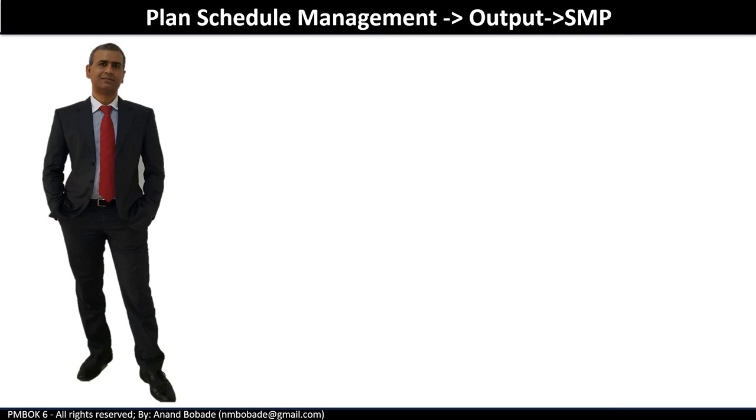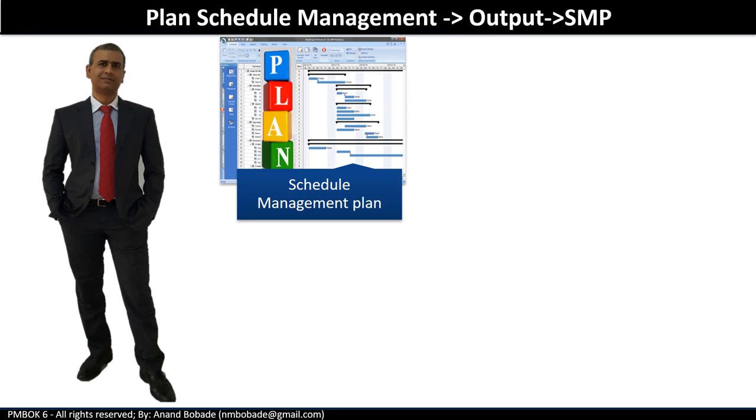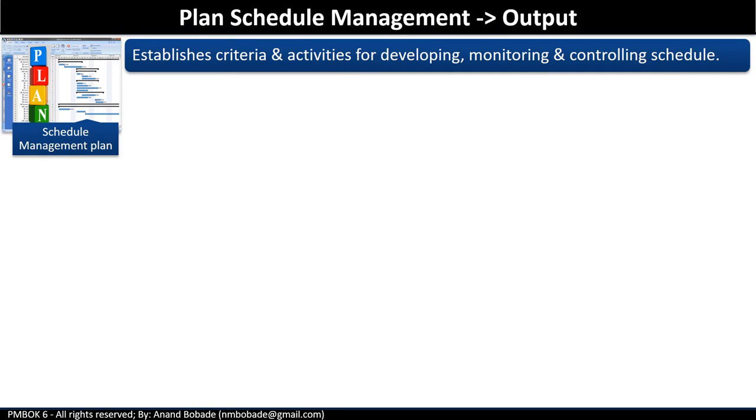Output. There is only one output, the schedule management plan. It establishes criteria and activities for developing, monitoring and controlling the project schedule. The plan will explain how each process will be done.